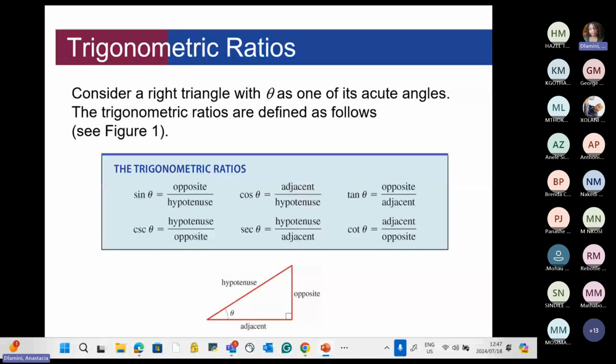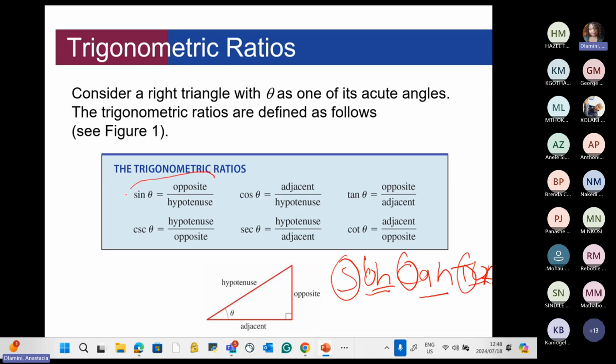Consider the right triangle with theta as one of its acute angles. The trigonometric ratios are defined as follows. Is there anyone who forgot? Oh, it's SOHCAHTOA. Sine is opposite over hypotenuse. Cos is adjacent over hypotenuse. Tan is opposite over adjacent.